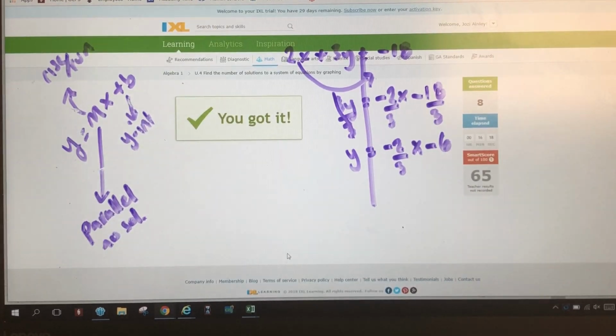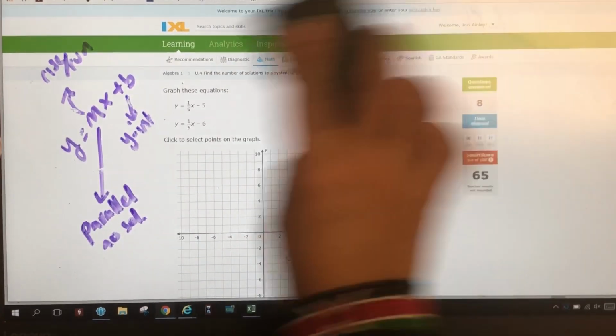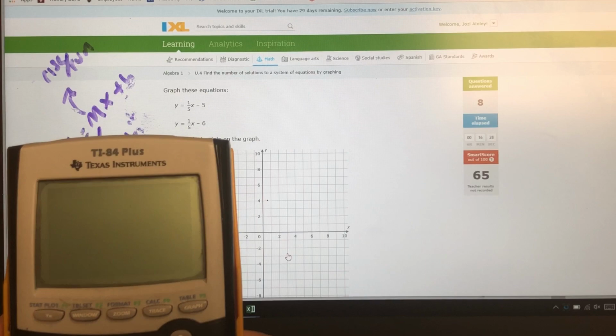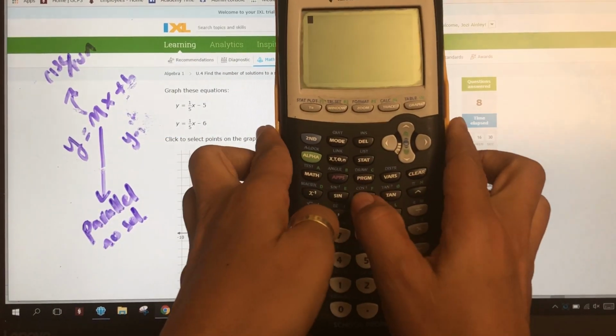All right, so now the next one I'm going to show you, I'm going to actually just put it in the graphing calculator. So this is how the calculator can just do it for you. Now you might need to take notes because this might be the first time that you're learning this.